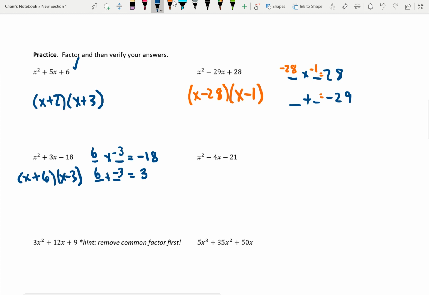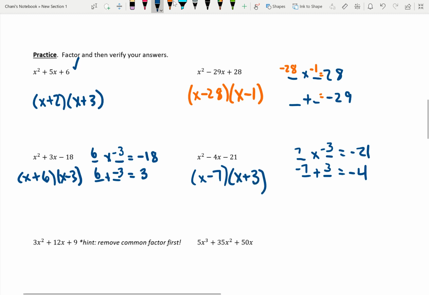Here they are both negative, so they multiply to negative 21, and they add to negative 4. Again, this means one must be positive, one negative, but the larger one is negative, so that it results in a sum that is negative. So again, let's go through the choices. 1 and 21 doesn't work. 7 and 3 is the one that works. Okay, because it's 7 times negative 3, and then negative 7 plus 3. So x minus 7, x plus 3.